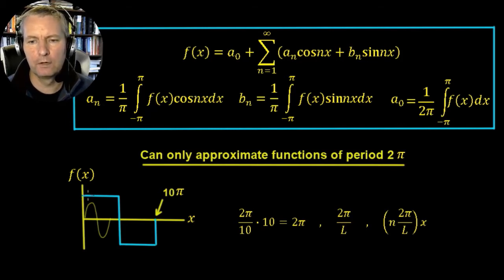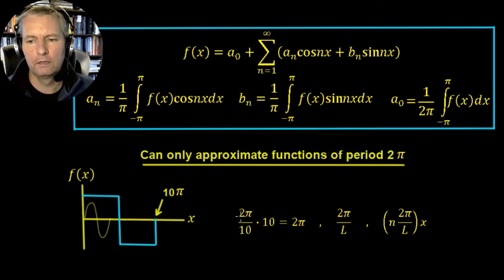So for example, we might have that square function there that has got a period of 10 pi, but the sine and cosine functions have got period 2 pi, so they'll have a zero crossing at that point. We don't want a zero crossing there. The zero crossing can occur here and only here and here. So what we have to do is scale the axis.